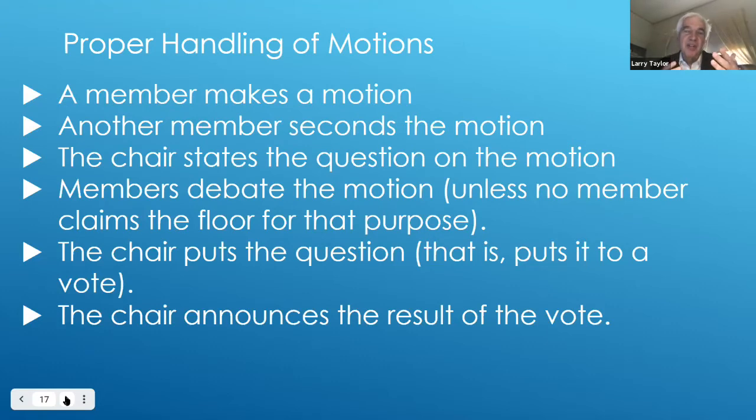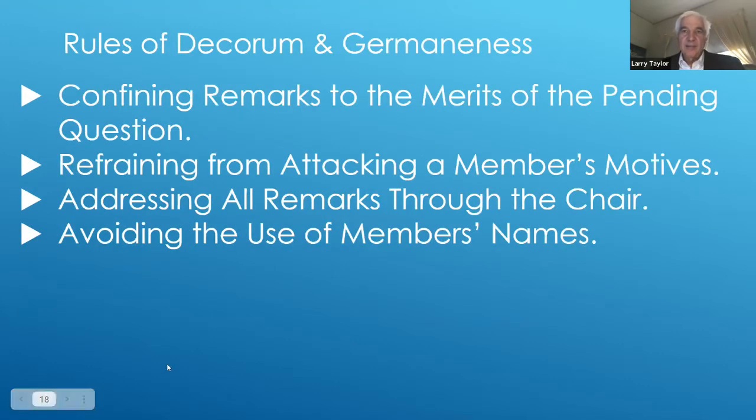So the parts that are typically skipped are the restating of the question by the chair, and the chair should also restate the question before the vote is made, and that's what helps everyone understand precisely what they're voting on. There are rules of decorum that are expected, and germaneness.